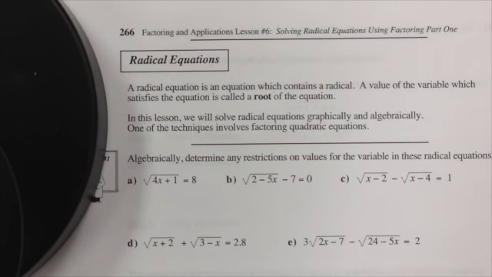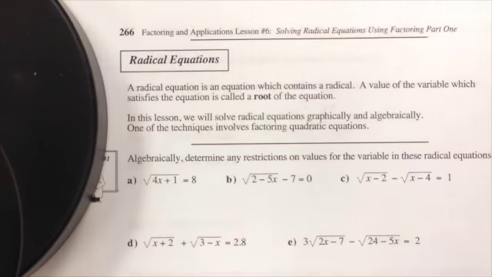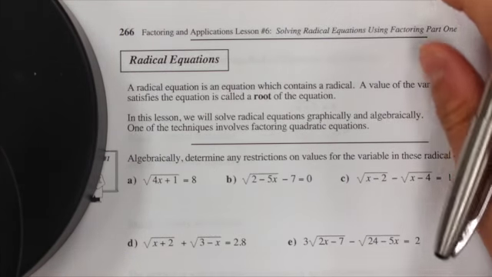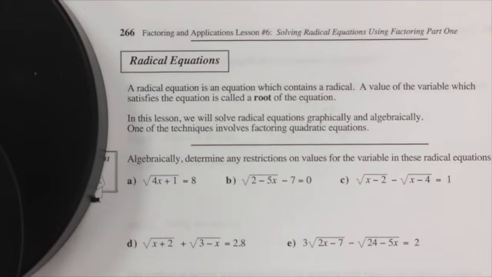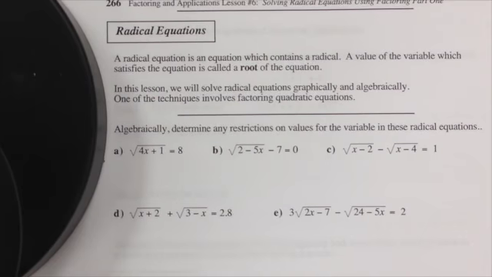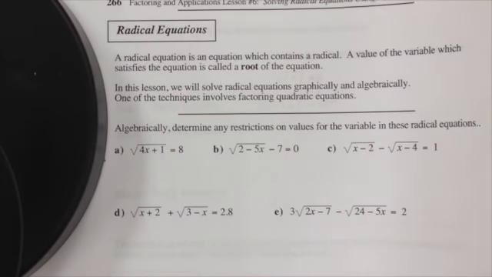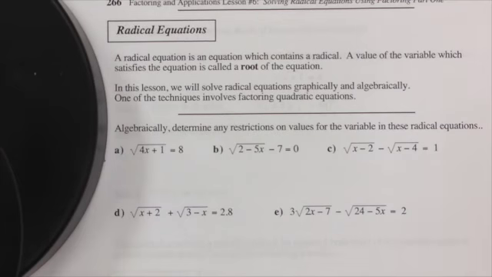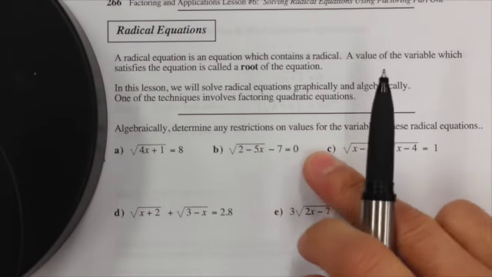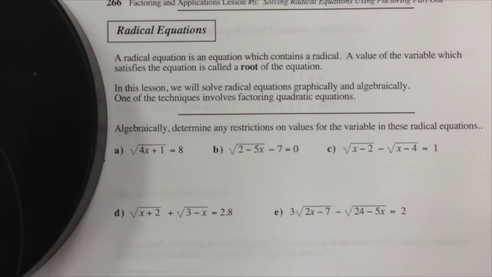Radical equations. Just like we were doing last time, we want to find out what our restrictions are going to be for our equations. Which values can we insert into our radical equations which will make it true? Essentially, what will leave us with a real number. Algebraically determine any restrictions on values for the variables in these radical equations.